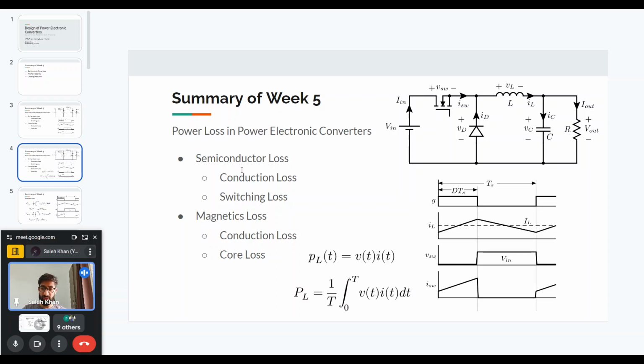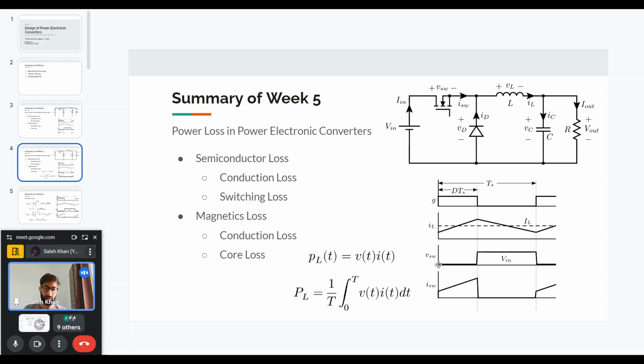In all of these cases, except for the core loss, we can find the power loss by just multiplying the voltage and current of the particular device. So, for example, if you want to find out the power loss in the MOSFET, we have to multiply the voltage across the MOSFET and the current through that MOSFET at that particular instant of time. And we will see that this loss will not be a constant loss, it will be varying.